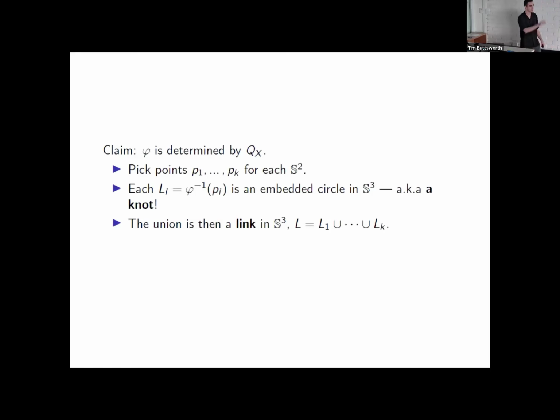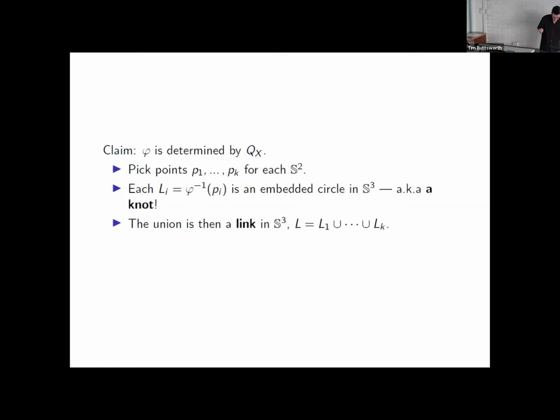So start by just picking a point for each of the spheres in that wedge sum of two spheres. Okay, and so now the pre-image of one of those points is going to be an embedded circle in S3. Okay, and again, just think Hopf fibration here, right? Which sort of gives you this map: S3 is partitioned by circles, and you get a point in S2 for each of those circles, right? So just think of Hopf fibrations.